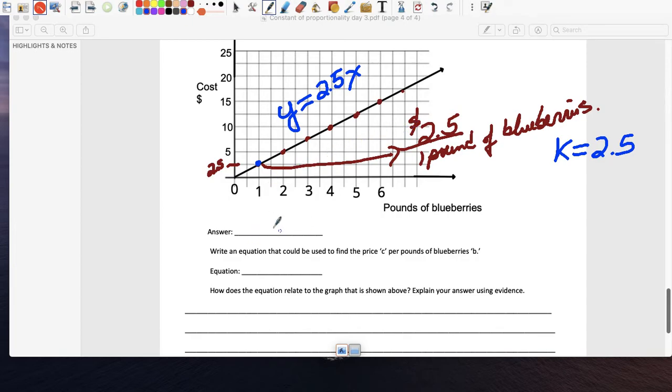So I think the first answer, K equals 2.5, that's the answer. The equation, y equals 2.5x. Look at that, I'm doing it all without even knowing. How does the equation relate to the graph that is shown below? The equation is the equation of a line that is proportional, that represents a proportional relationship.